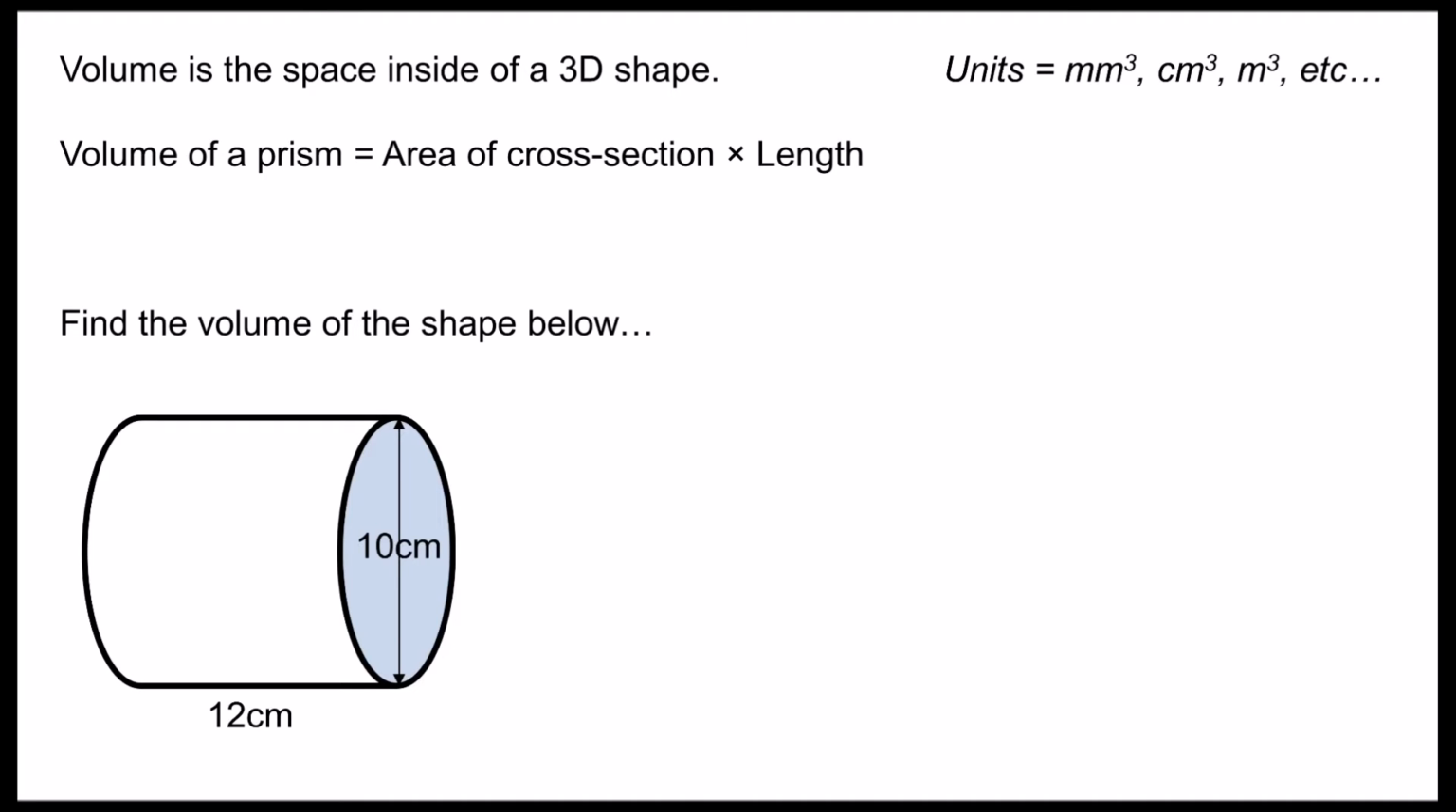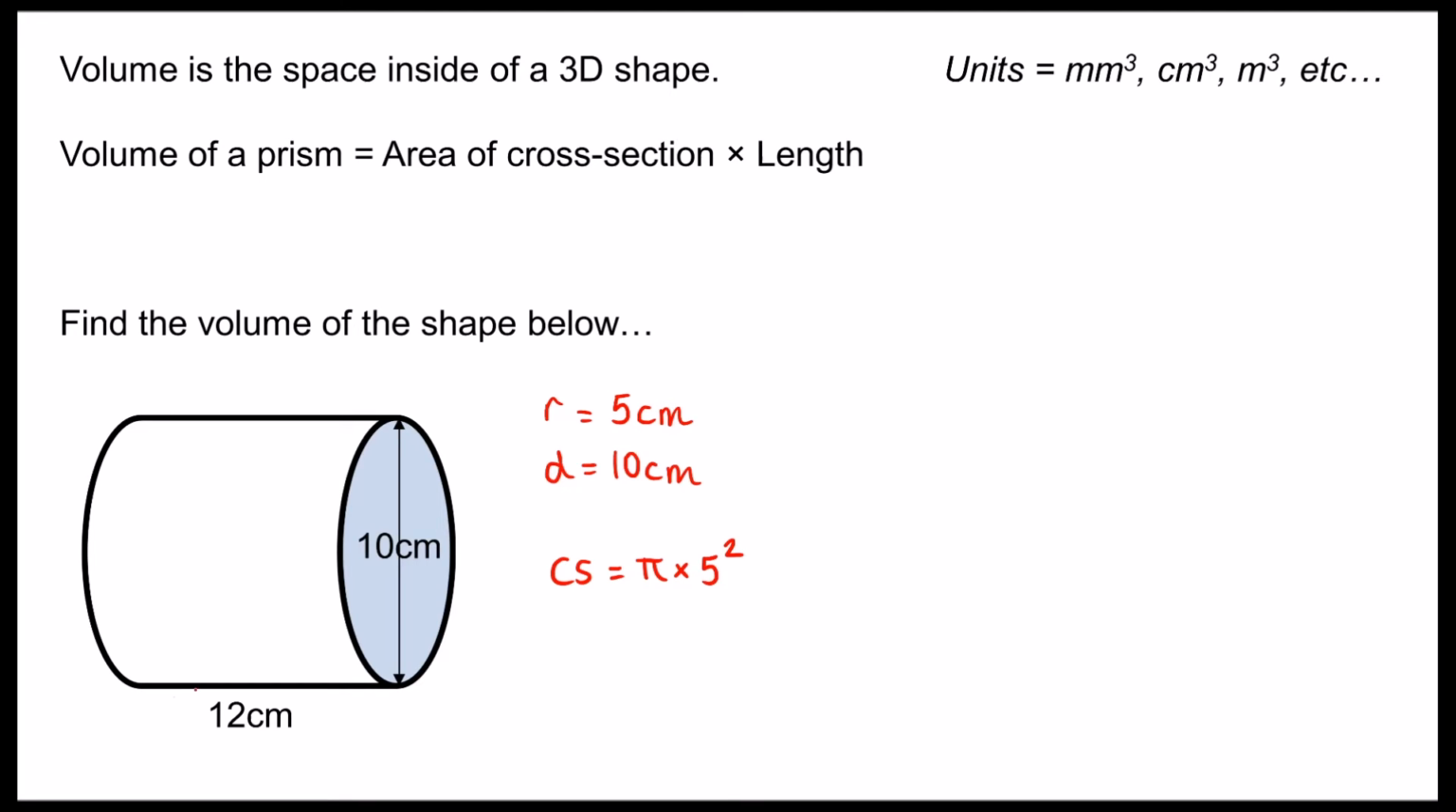I'm going to follow the same process for this second example. So starting off looking at the circular cross section, I can say this time I'm given the diameter, which is 10 centimeters. That therefore means that my radius is going to be half of that, which is 5 centimeters. I can now work out the area of the circular face. So my cross section is going to be pi times by my radius of 5 squared.